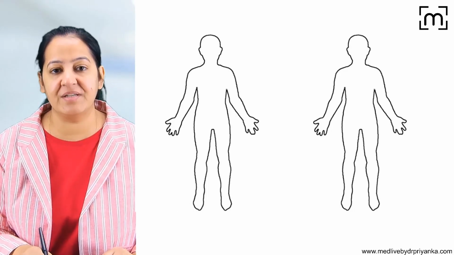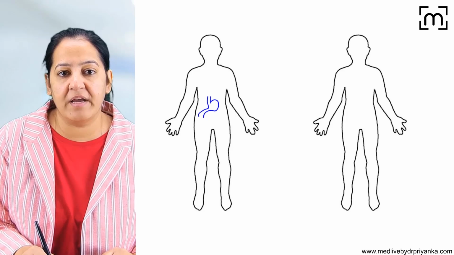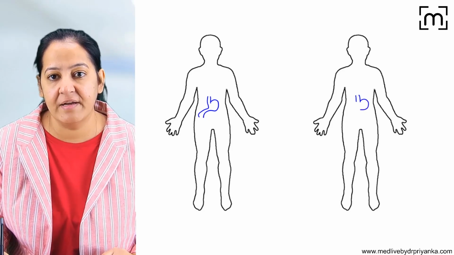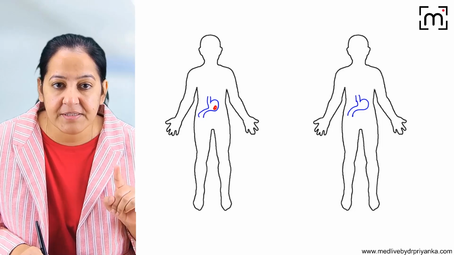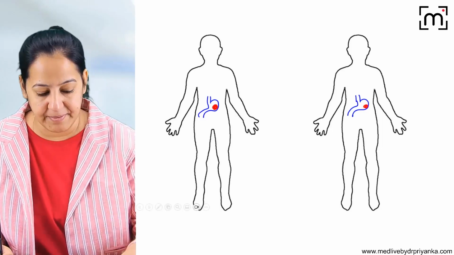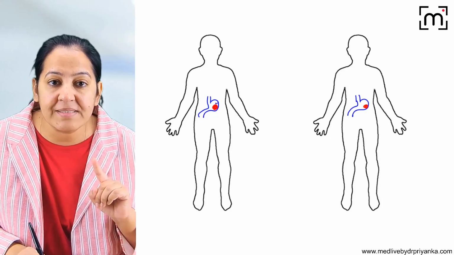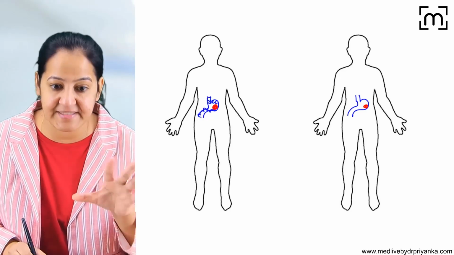For example, the patient is having a cancer in the stomach. For example, this is the gastric carcinoma in a patient. Let me draw the tumor here. So for example, this is the normal cells of the stomach. The blue ones are the normal cells and the red one is the cancer cell.